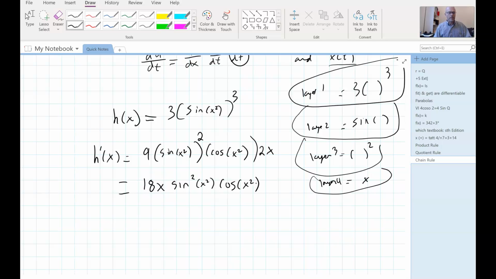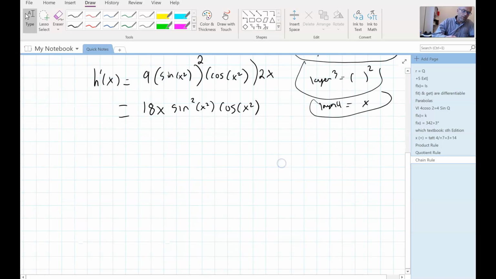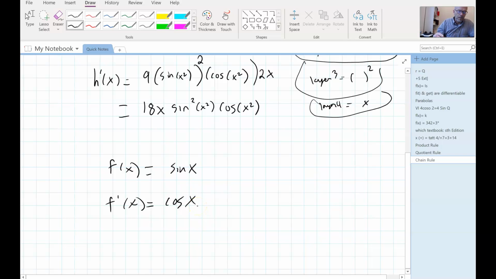So that's the chain rule when you've got something inside of something. Now, like I've said many times, the chain rule applies all the time. So if I have something like sine x and I take the derivative of that, f prime of x, well, the outside layer is sine, so I take the derivative and I get cosine. Then the next layer is x. The derivative of x is dx/dx, which is 1, so I don't bother writing it.